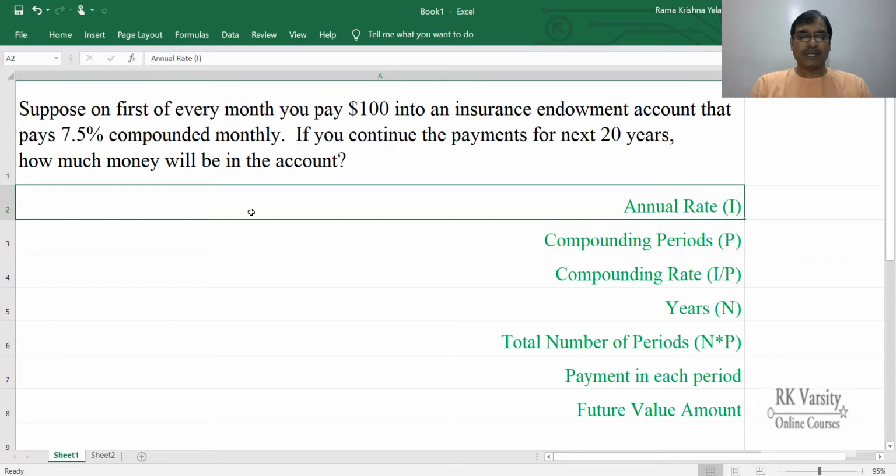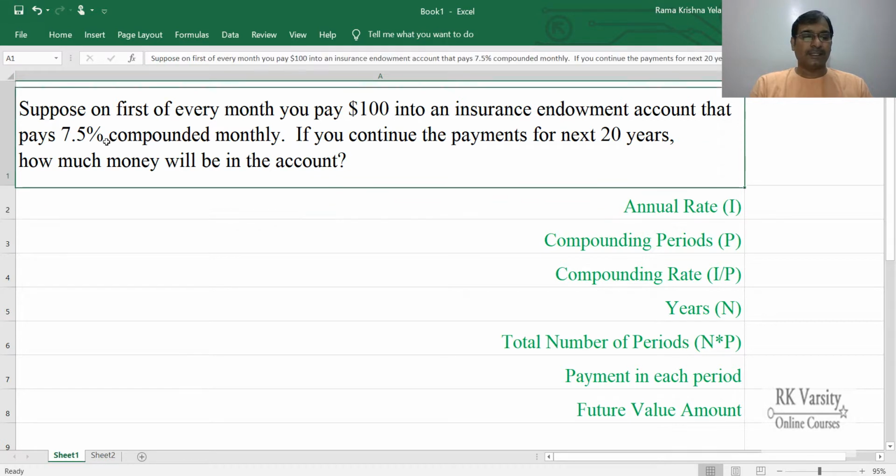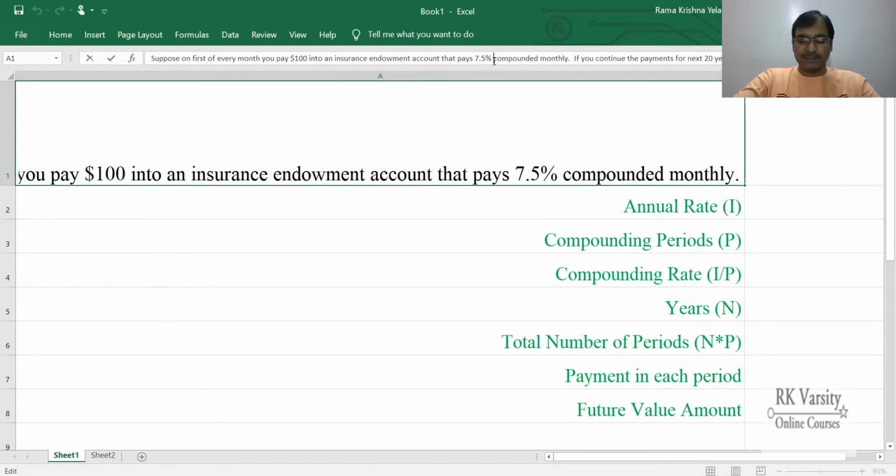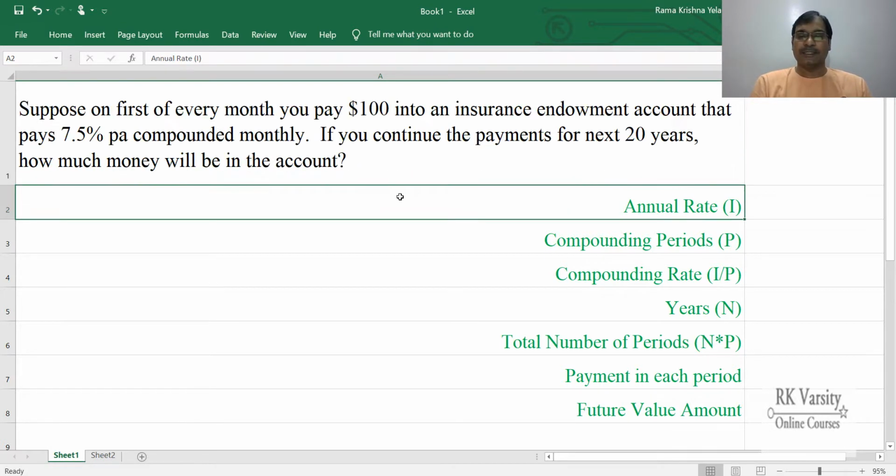Here is an example to calculate future value annuity due with other compounding periods. On first of every month, you pay $100 into an insurance endowment account that pays 7.5% compounded monthly. You can say this as 7.5% per annum compounded monthly. Alright, and if you continue the payments for the next 20 years, how much money will be in your account?